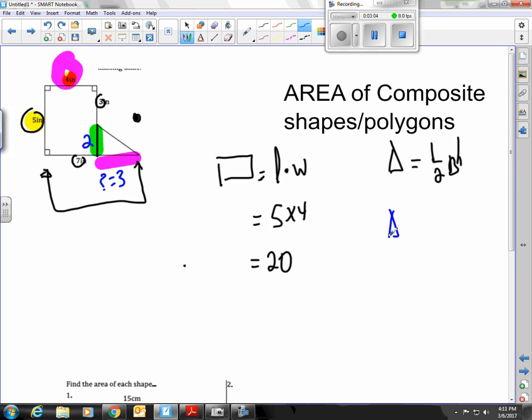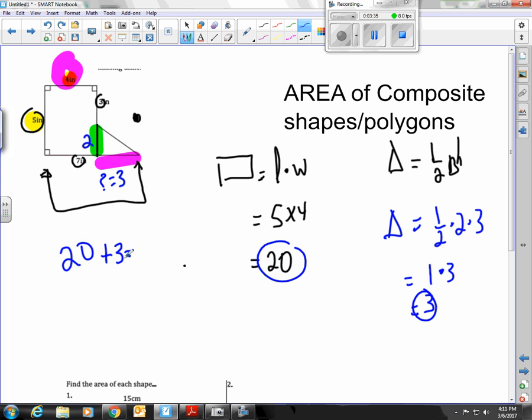I'm going to have triangle equals half of 2 times 3. Half of 2 gets me 1, and 1 times 3 gets me 3. So I know my triangle is 3, and my rectangle is 20. So I'm going to do 20 plus 3. 20 plus 3 gets me 23 inches squared.